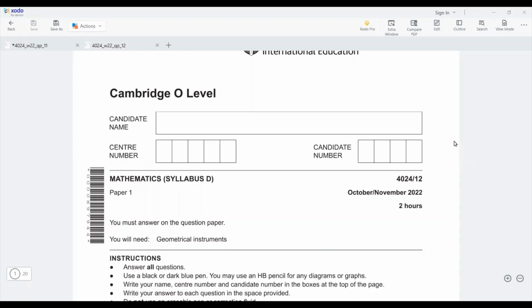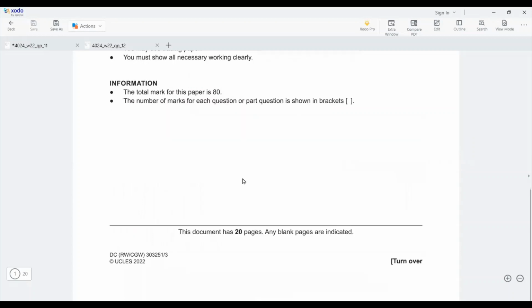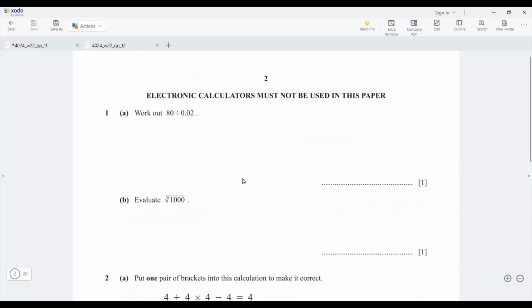So we're going to start from the very beginning of this paper. The very first question is that we have to work out 80 divided by 0.02. It carries 1 mark. There is one easy way of solving this type of question: you write down 80, and then it is divided by 0.02.